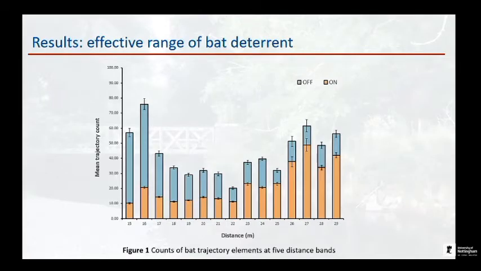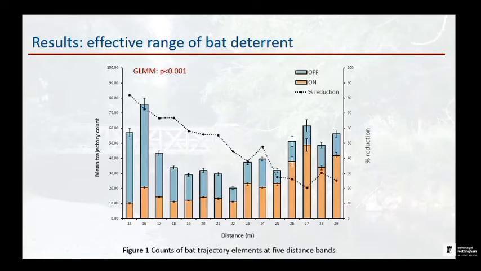So if you have a look at the 15 metres, you can see there's quite a big reduction from control to deterrent treatment. And as you move away from the deterrent, that reduction gets a lot less. So you end up with this kind of effect, stronger effect nearer the deterrent, and that dropping off as you move away. So if we add another y-axis onto this graph, you can see the percentage reduction. And we get a percentage reduction of about 80% nearer the deterrent at 15 metres, and at 29 to 30 metres this drops down to about 25% reduction. So that's the reduction in bat activity compared to the control when the deterrent is playing.